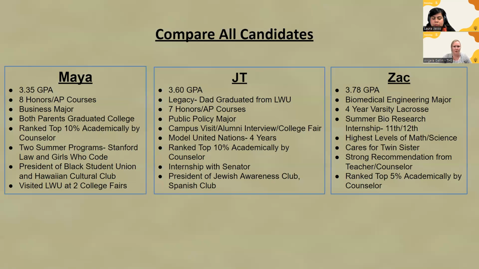So just to go over and compare the 3 different candidates, starting with Maya again, these were the top things that stood out to us. Obviously we're going to list everyone's GPA so you can get an idea there, but it's really looking too at the rigor, the honors and AP courses that she took, knowing that she is a business major, ranked top 10% academically. And just to review, she did do 2 summer programs, Stanford Law and Girls Who Code.